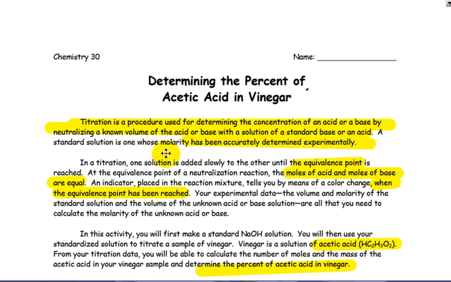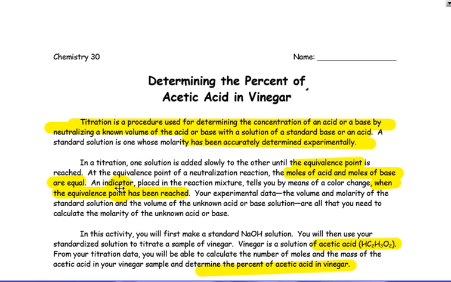So standard solution: a solution whose molarity has been accurately determined experimentally. So that's kind of part one of this experiment. You'll be making a standard solution, and you'll know the concentration of it hopefully, and then you'll add it to vinegar and we'll be able to figure out the amount of acetic acid in it.